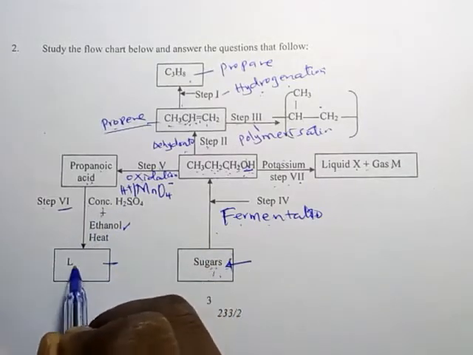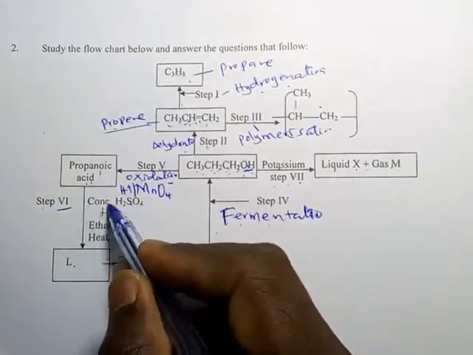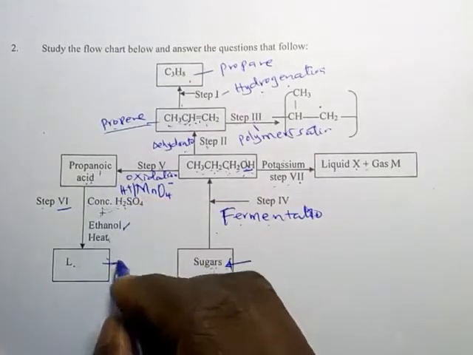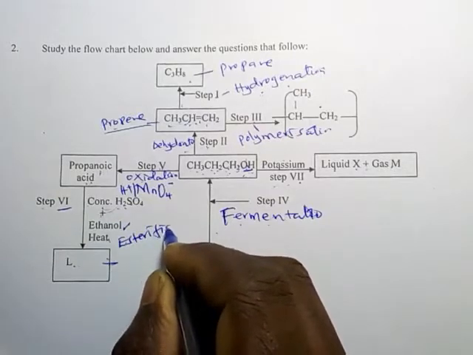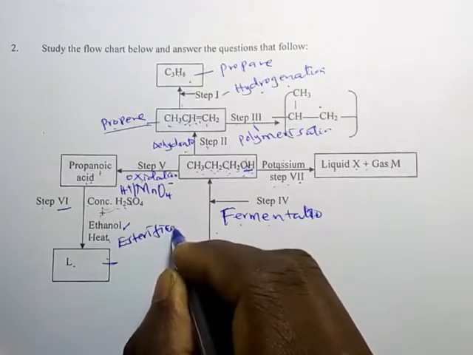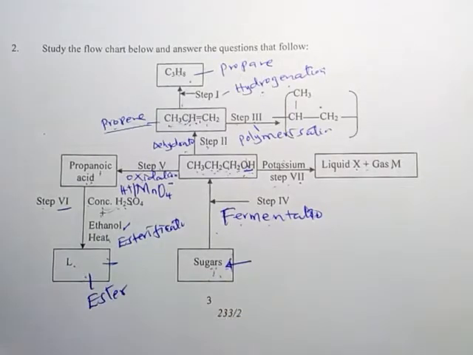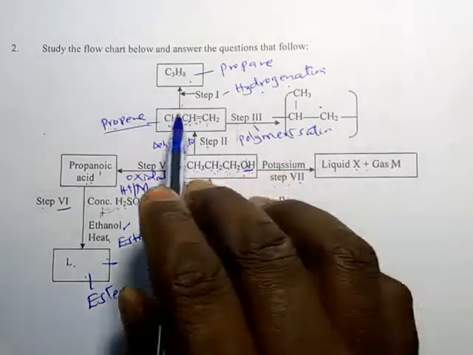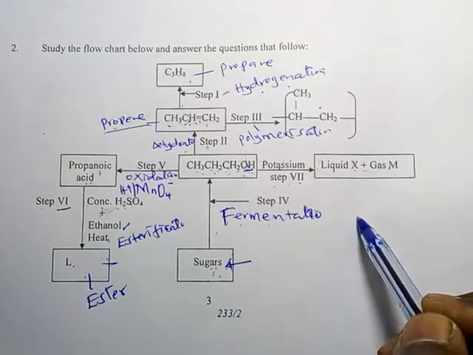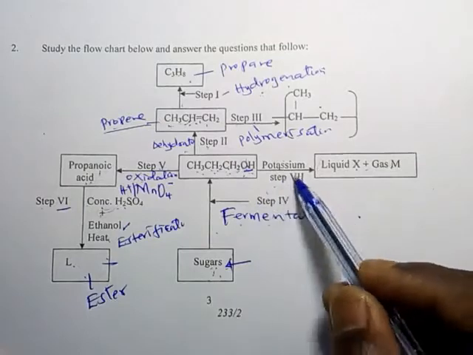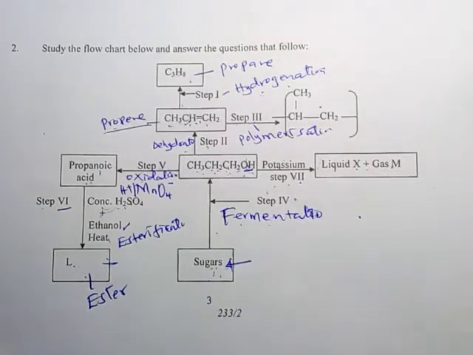Now propanoic acid in step 6 is reacted with conc sulfuric acid plus ethanol. It forms L, and whenever you see propanoic acid and ethanol in the presence of sulfuric acid, that one is esterification. So this one is an ester. L is an ester. So you see, we have done the analysis. So once we go to the questions, you will just be picking the answers from here. Thank you. So let us go straight to the questions.